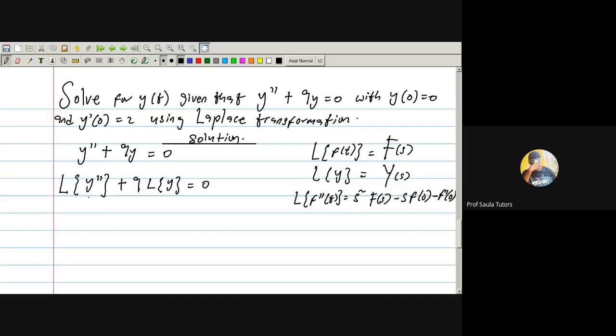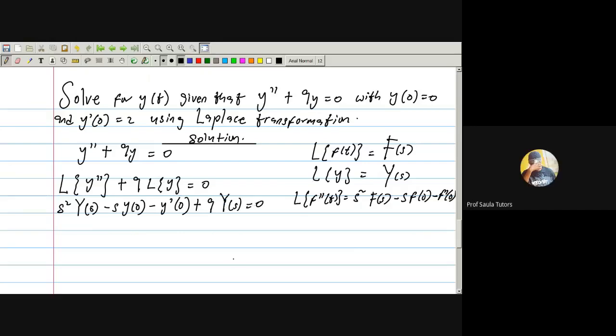I want to do that same thing here. It is s squared, and instead of f of s, I'll say big Y of s. Then minus s y of 0. You see this f of 0, with the small letter f, means that function, so this one is y of 0. Then minus y prime of 0. Then plus 9 times the Laplace transform of y, which is big Y of s.